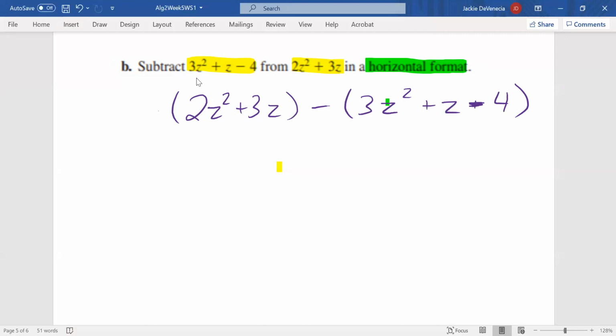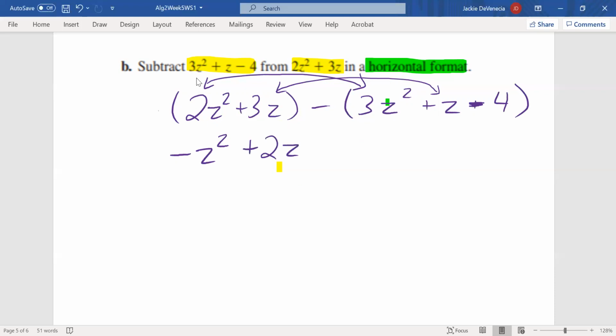Some people, rather than just drawing the shapes, like to draw arrows. So this will join to this, and this will go to that. You can do that too if you're more comfortable. Let's start. Here I have 2z squared minus 3z squared. That's going to be a negative z squared. And then I have a 3z minus a positive z, so that's going to be a positive 2z.